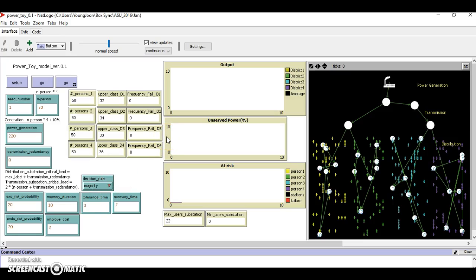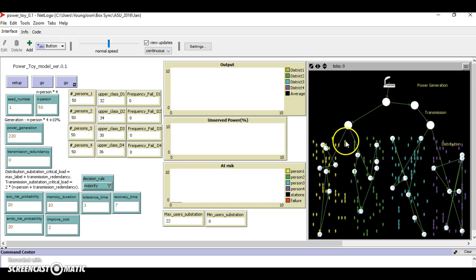Hi, this is Power Toy model version 0.1. First of all, look at this window. In our simulation model, we have three kinds of stations. First one is the power generation station. Second one are transmission substations. Third ones are distribution substations.